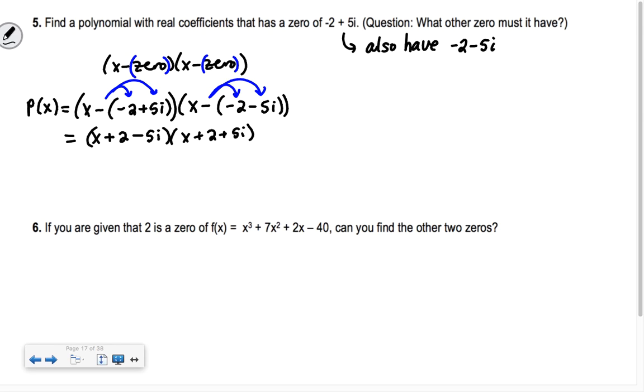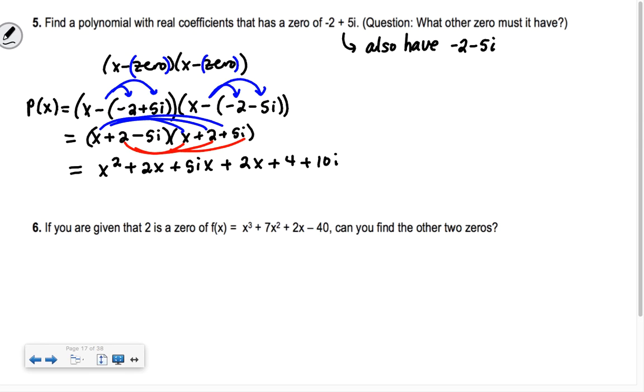All right, now we have to simplify. You ready for this? We're taking the x times everything in the first. It's not as bad as it looks. You can do this. Power through. X times x is x squared. X times 2 is 2x. X times 5i is 5ix. Now take the 2 times everything, right? So plus 2 times x is 2x. 2 times 2 is 4. 2 times 5i is 10i.